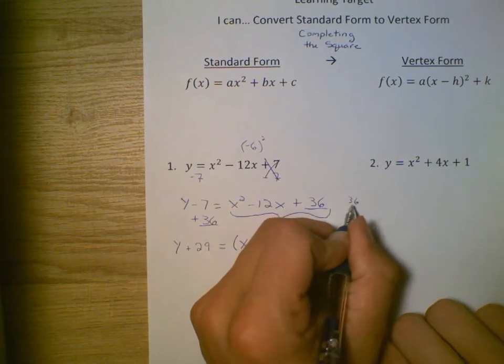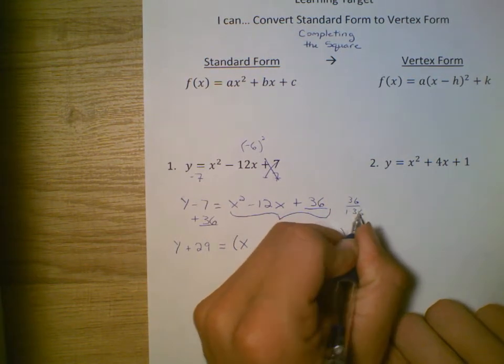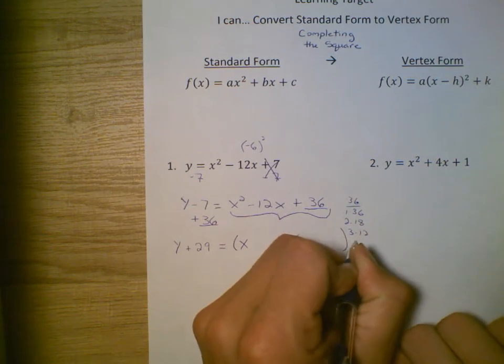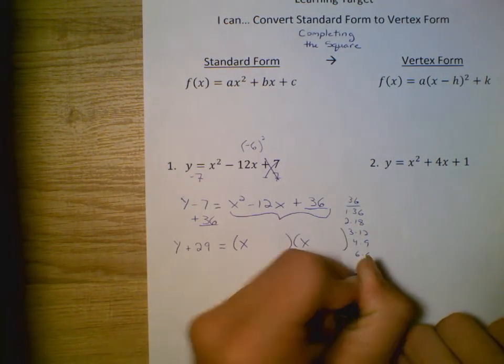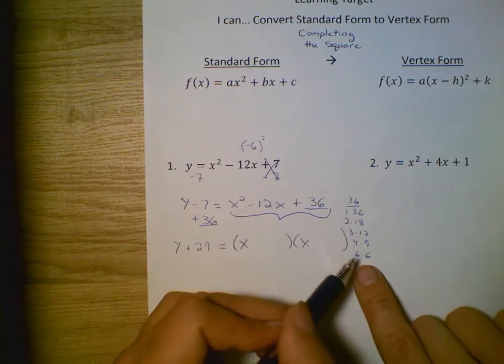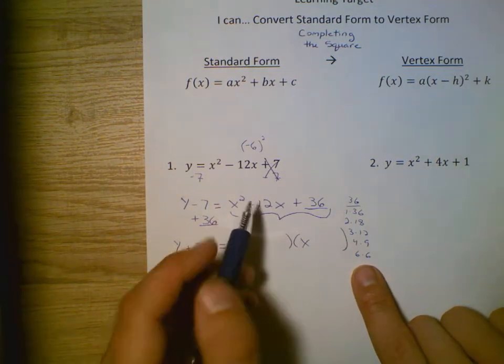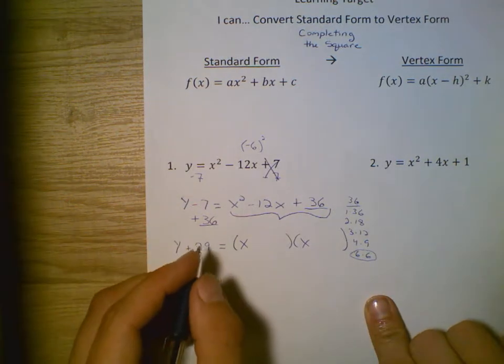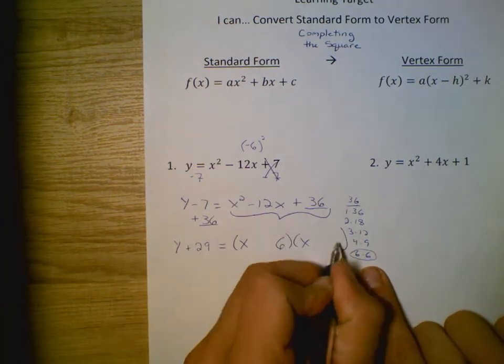Well, 36 could be 1 and 36. It could be 2 and 18. It could be 3 and 12. It could be 4 and 9. And it could be 6 and 6. Now, I want the pair that's going to give me negative 12 in the middle. And you'll know that it's going to be the pair that gives you the perfect square. The numbers are going to be the same. So it's going to be the 6 and the 6.